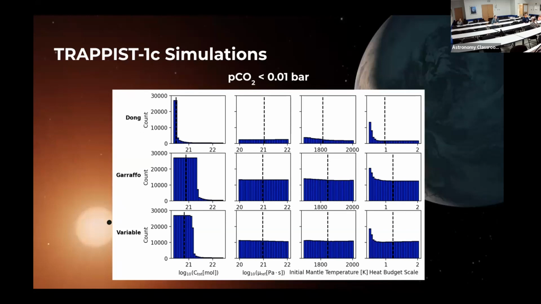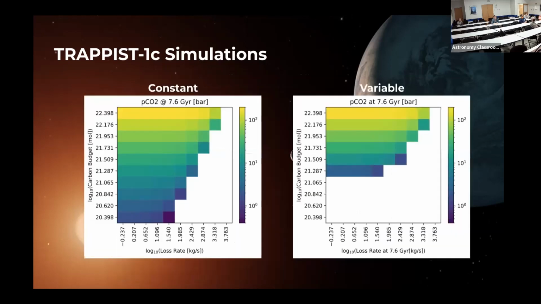So we can't say for sure about anything, but in any of these cases, it does seem to be somewhat volatile-poor compared to Earth. But of course, more work needs to be done. And one thing I did, more for future reference, I thought it'd be interesting: if we know any two of loss rate, carbon budget, or the PCO2 value, you might be able to constrain one of the other ones.